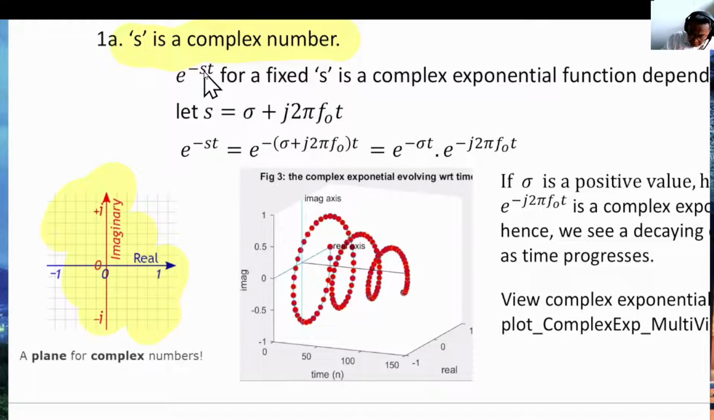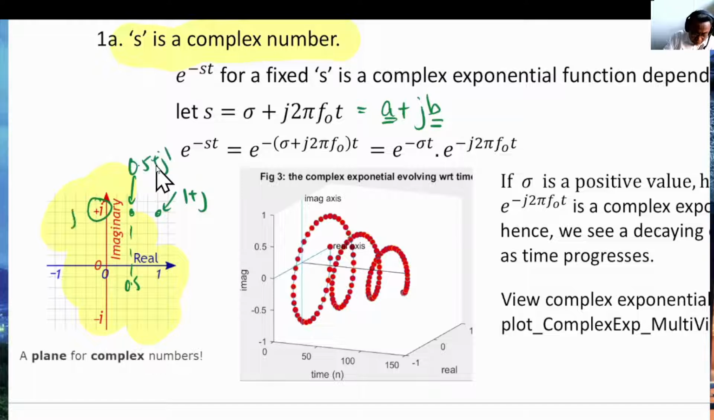So typically s is a plus jb, the real part and the imaginary part. A is anywhere along this real part, b is anywhere along this part. So if I want to choose here, therefore this is 1 plus j1. And if I choose along here, it will be 0.5 plus j1. This is j1 here. Once I have fixed the value of s, I can substitute into e minus st.